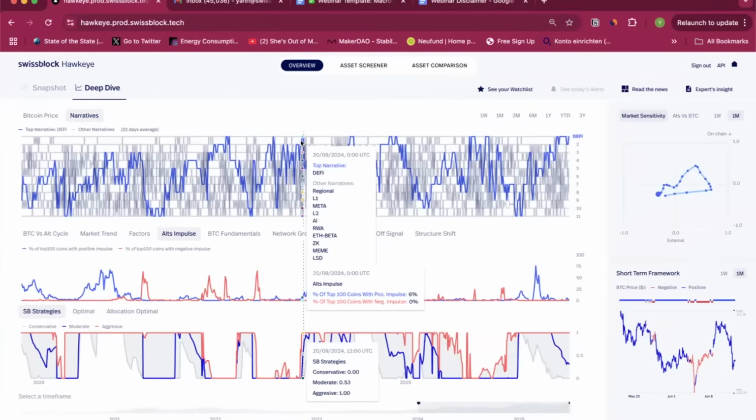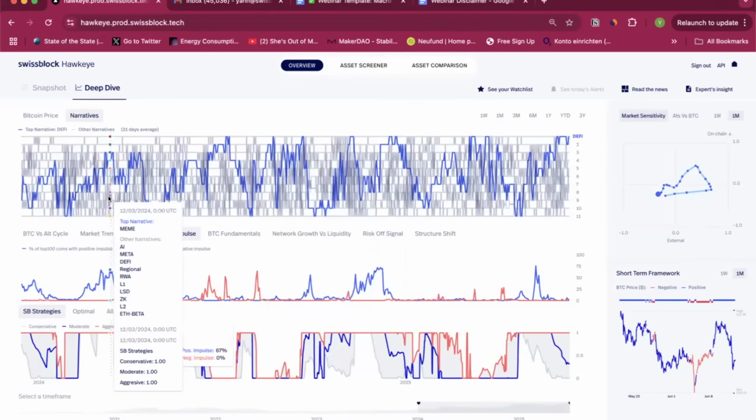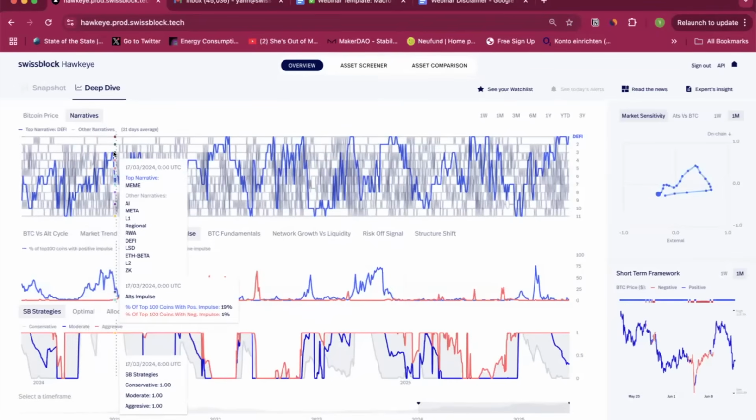Same thing here in basically September of 2024. It was the first test alt season before we had it in a stronger way in November. And same thing back in early 2024. So whenever you had a strong rise in the DeFi narrative, within two to three weeks you had a follow-through in the rest of the alt market.